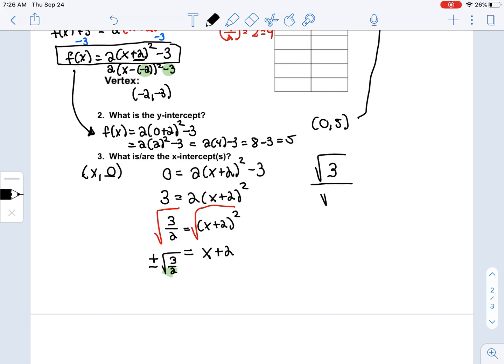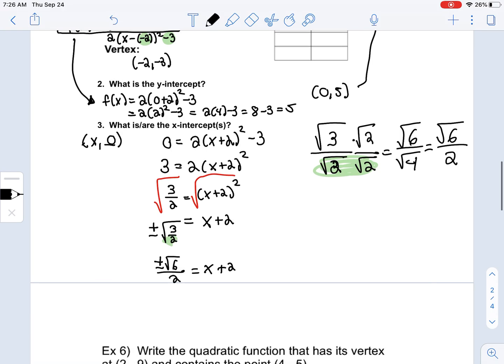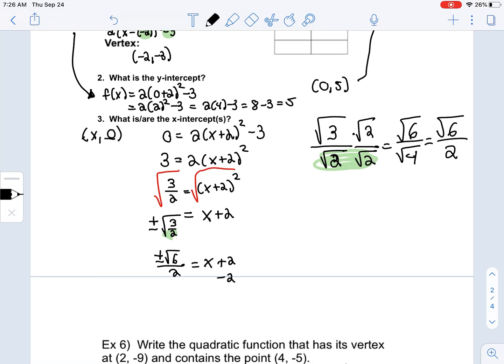So we might do a little work here off to the side to simplify that square root of 3 over square root of 2. And the easiest thing to do would be multiply numerator and denominator by square root of 2. That gives us a perfect square in the denominator. That gives us a square root 6 over square root 4. Since the square root of 4 is a perfect square, we can now write square root 6 over 2. So at this point, I have positive negative square root 6 over 2 equals x plus 2.